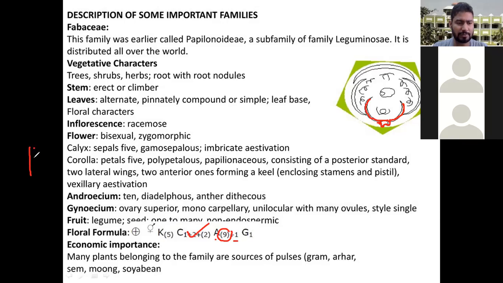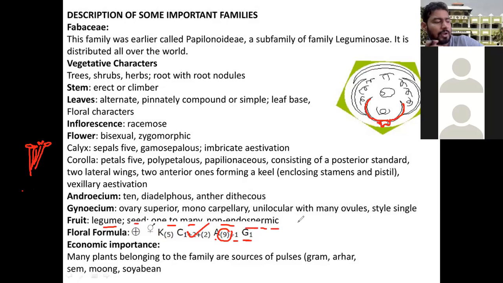Diadelphous means, suppose 1, 2, 3, 4 up to 9 are fused. Anthers are free, but their filaments fuse. They form a single bundle. So in total there are 2 bundles, the diadelphous condition. And gynoecium will be a superior ovary. Superior ovary means like that. Fruit is a legume. Seeds will be 1 or 2, or many.